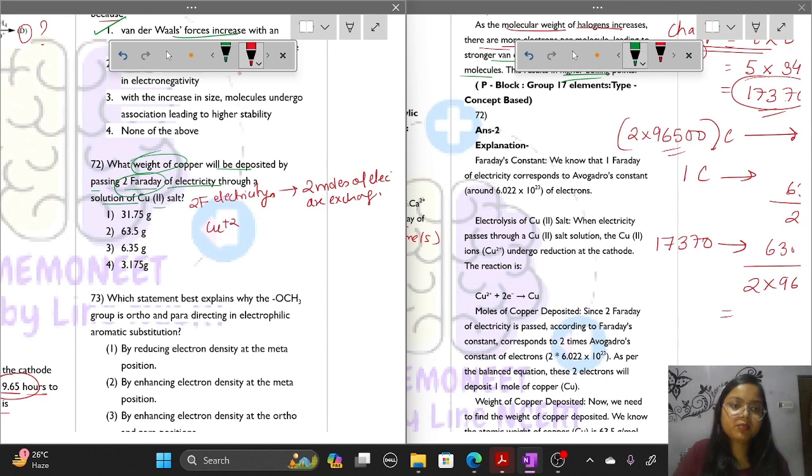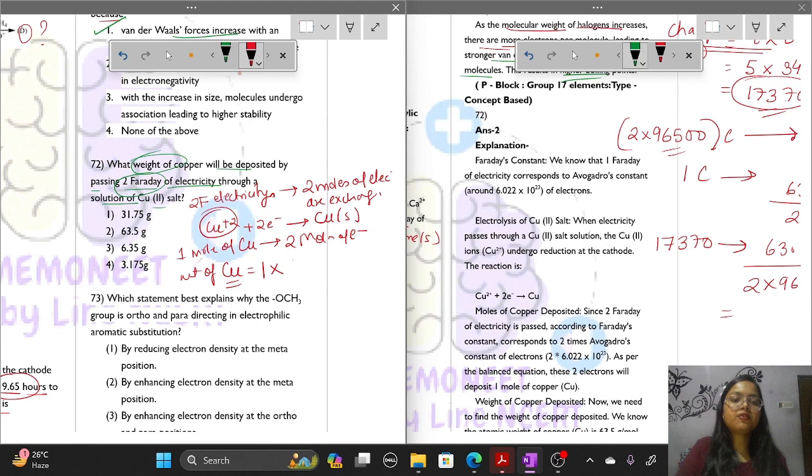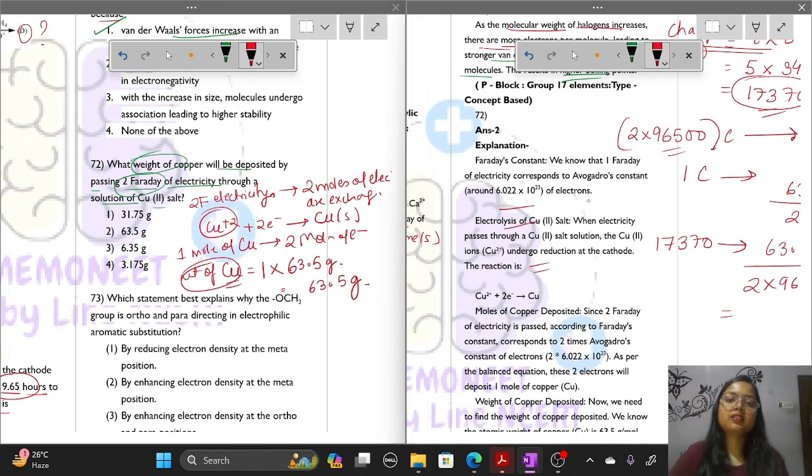So we know that Cu2+ plus 2 electrons will give Cu solid. So 1 mole of Cu is formed from 2 moles of electrons. So the weight of copper is 1 into the molecular weight of copper, which is 63.5 gram. So the weight of copper also turns out to be 63.5 gram, right?